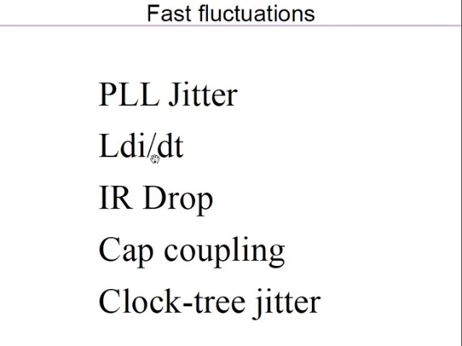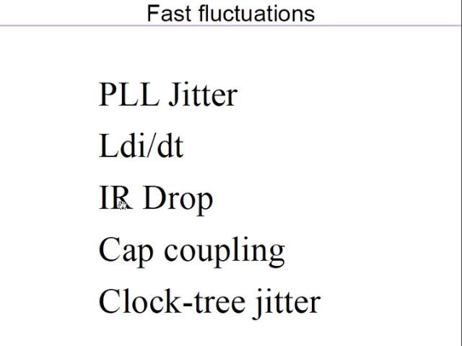L di/dt: L is the inductance, di/dt is the rate of change of current. So when you have current coming in and going out through the IO pins of the chip, the pins have inductance. Whenever there is a current change across the inductor, you have a voltage drop across the inductor. Whenever you have a voltage drop from the external battery, you lose some voltage in the pins, so that affects the voltage in the chip, and so the speed gets affected.